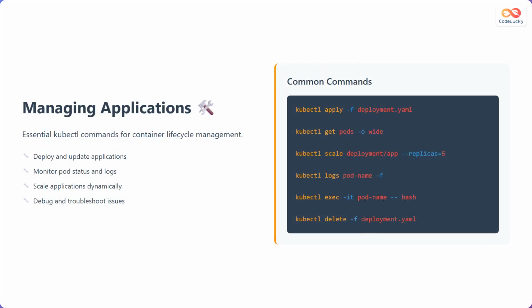Managing containerized applications in Kubernetes involves several key commands. Applying configuration files deploys or updates applications. Monitoring pod status and logs helps track application health. Scaling allows dynamic adjustment of application instances. Executing commands inside pods and deleting resources are essential for debugging and lifecycle management.